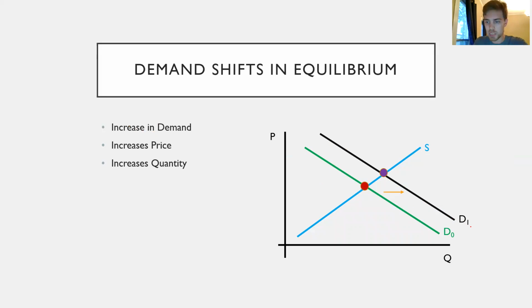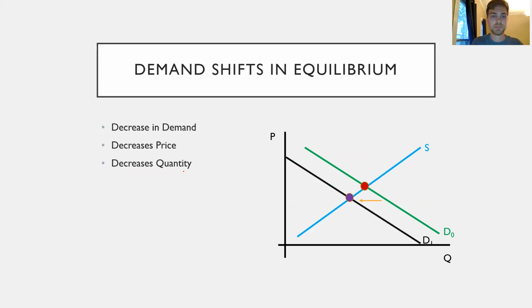So our new demand curve is going to be this D1. And so we can find a new equilibrium point, this purple point, where that crosses the original supply curve, the only supply curve. And at this purple point, we have a higher price and a higher quantity. So we can say that an increase in demand will increase price and increase quantity, all else equal, or without changing anything else. So what about a decrease in demand?